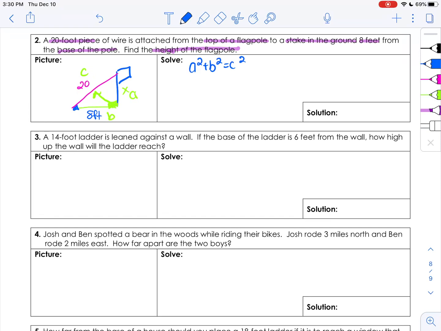So plugging those in, a squared plus 8 squared equals 20 squared. And then solving. A squared plus 64 equals 400. So a squared equals 336. And then finding the square root of both sides, I find that the height of the flagpole is 18.3 feet.